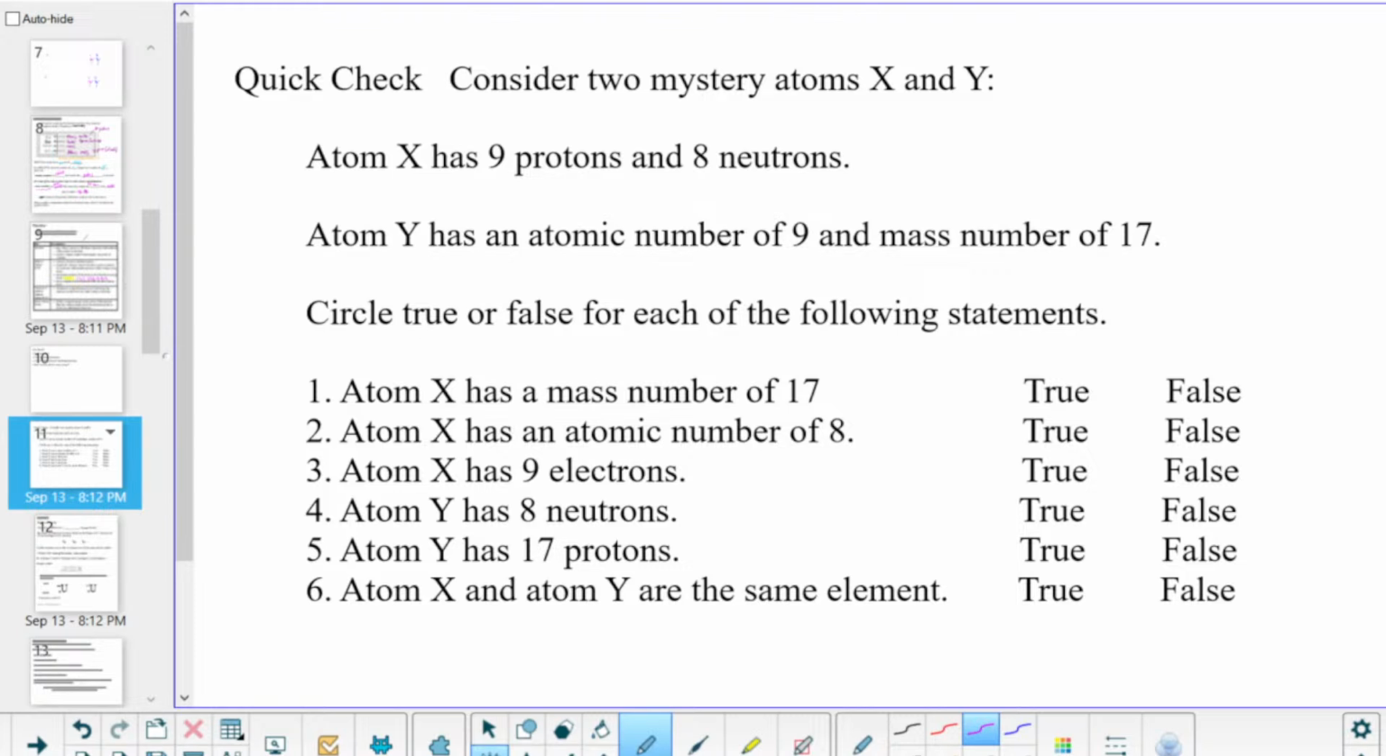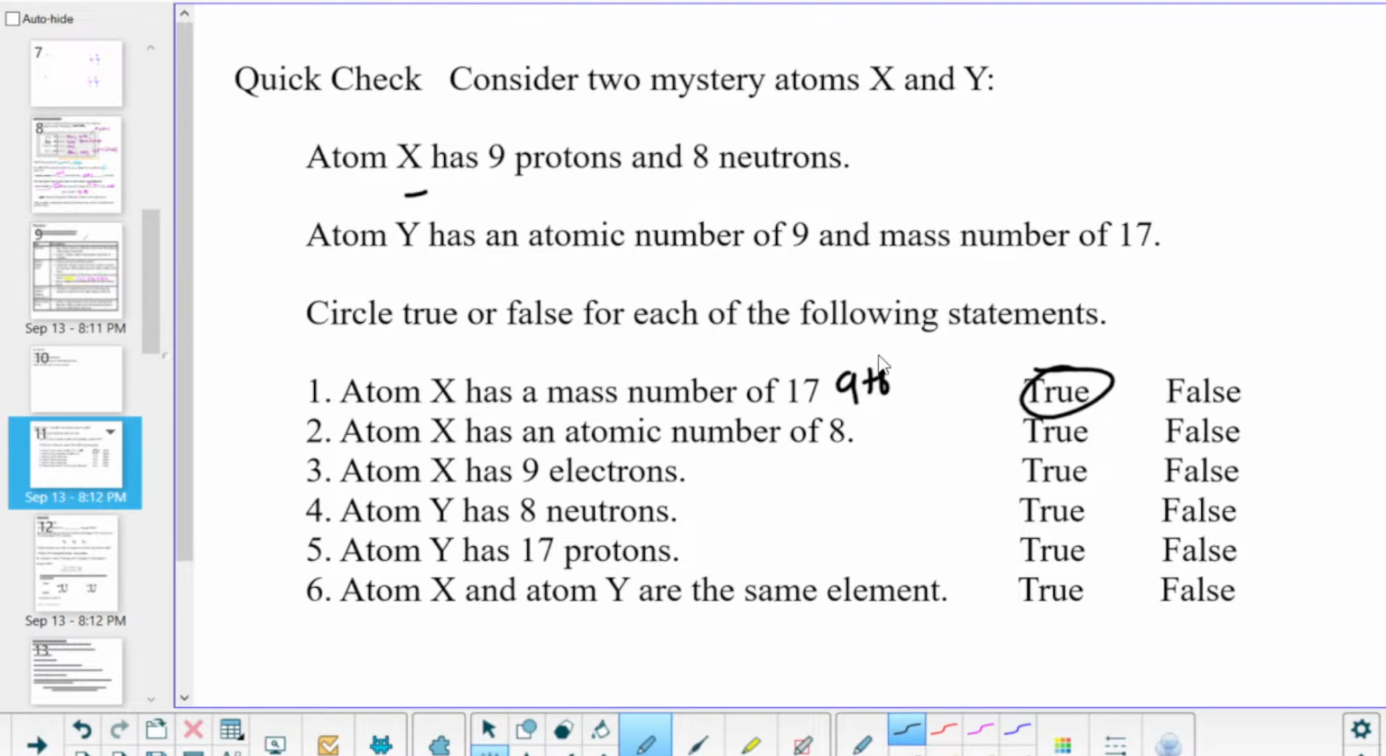Adam X has a mass number of 17. Zachary. True. And then, can I see the next one too? Now, how did we get that? Here's Adam X. 9 plus 8. That's not how I got it. No? How'd you get it? That's probably how I got it. Fair.